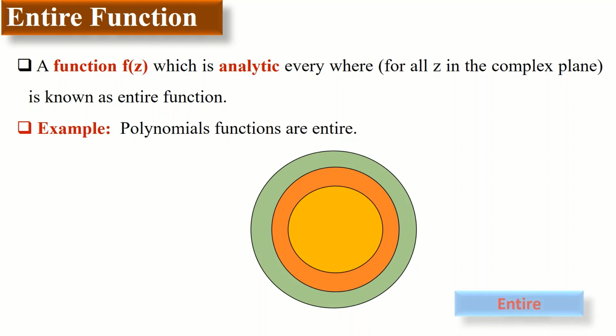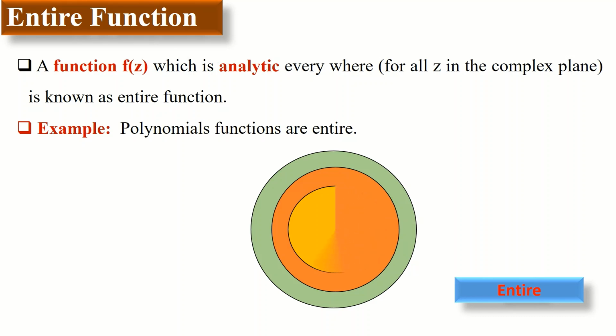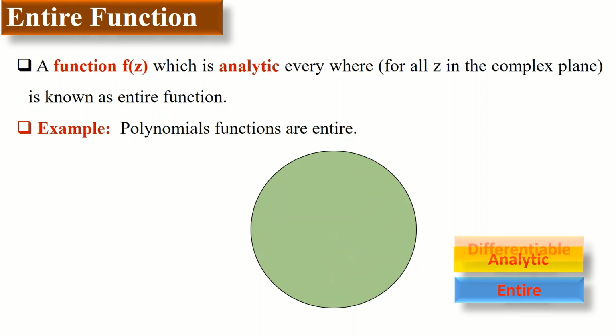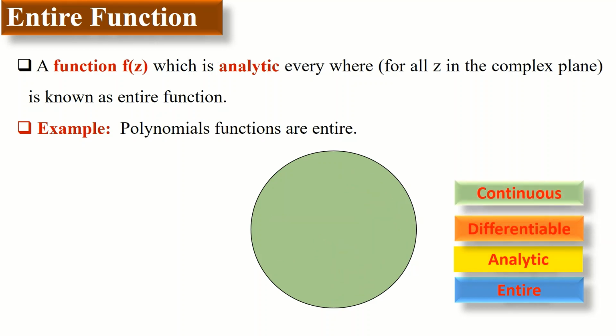So we can go up to this level. Every entire function is analytic. Every entire function is differentiable. Every analytic function is differentiable, and every differentiable function is continuous. I hope this makes it clear about the properties of functions in the form of analytic and entire functions.